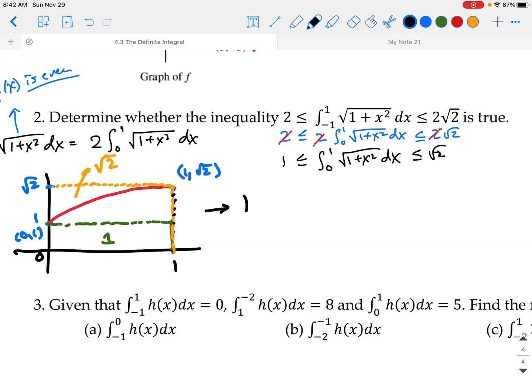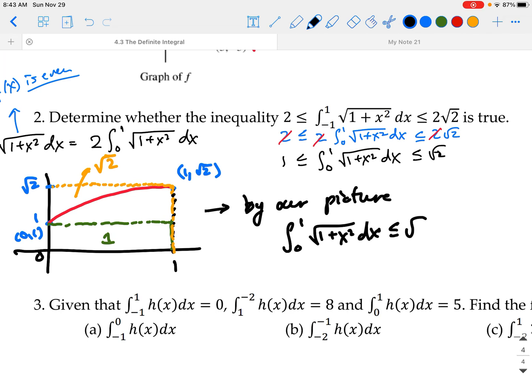Okay, so we'll say by our picture, the integral from 0 to 1 of rad 1 plus x squared dx is going to be between those two values. So this is going to be a rare example where a proof by picture is really going to be feasible.